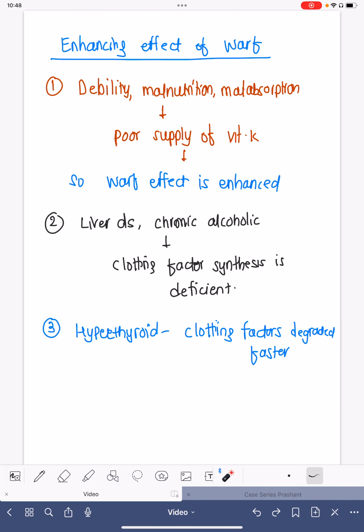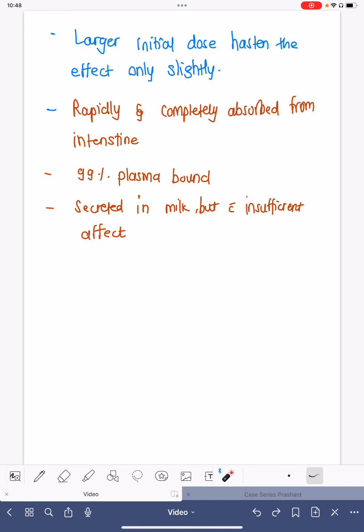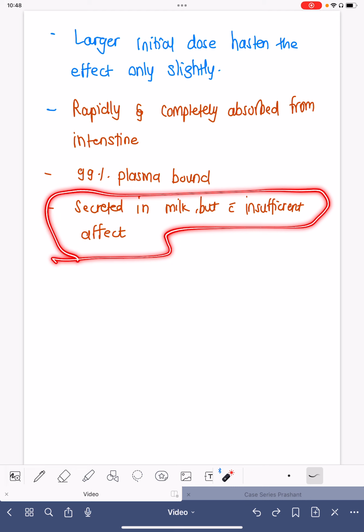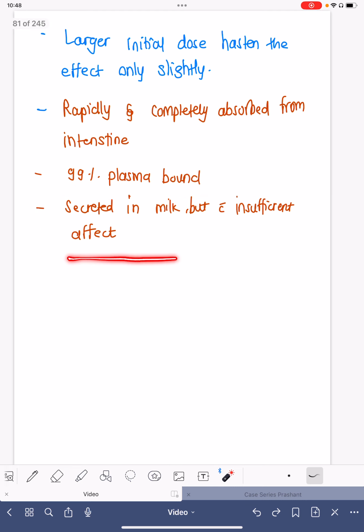One thing that I mistakenly said was that warfarin is secreted in milk, but in insufficient amounts to have an effect. Actually, warfarin is contraindicated in pregnancy, so it should not be used in pregnancy.